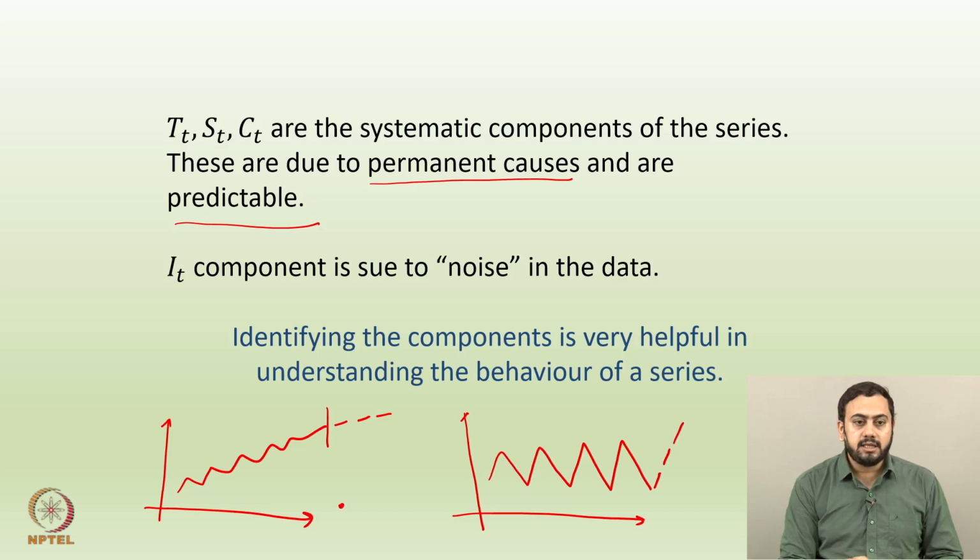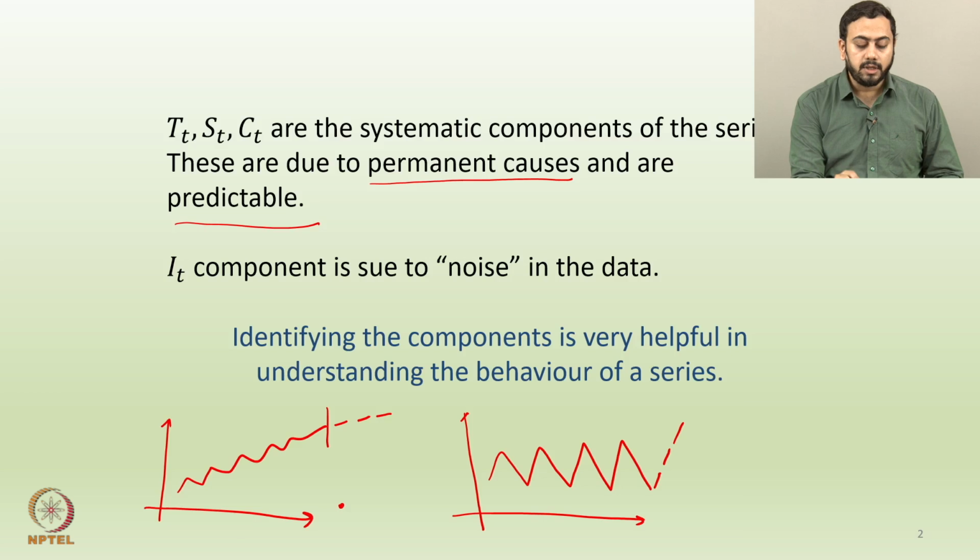And hence we say that the trend component, seasonality component, or for that matter cyclical component are systematic components of the series, and these are completely due to some permanent causes and also are predictable. Now, the remaining fourth component, which is the random component or the irregular component, is completely due to some noise in the data.